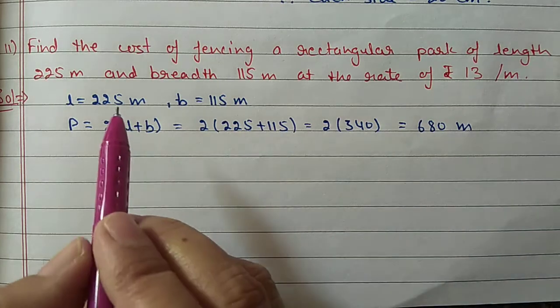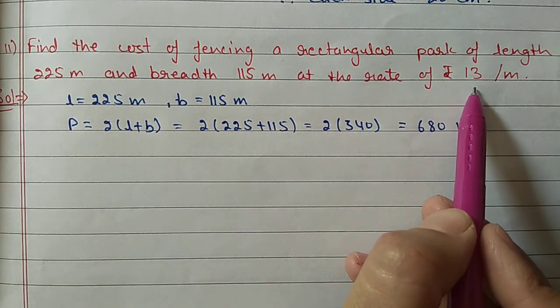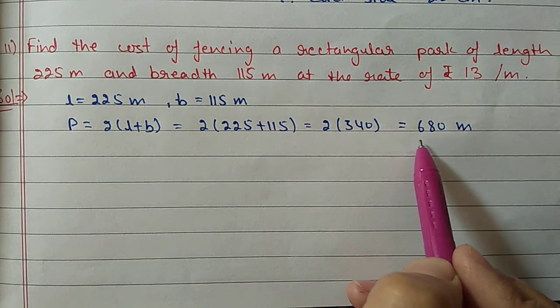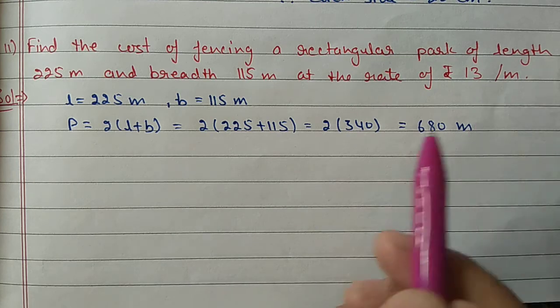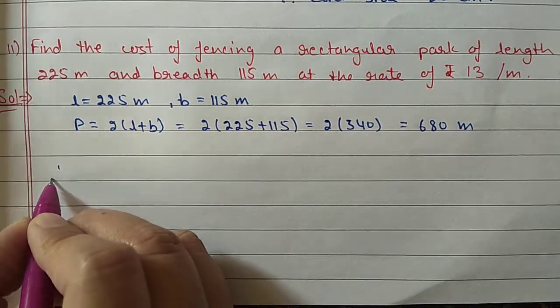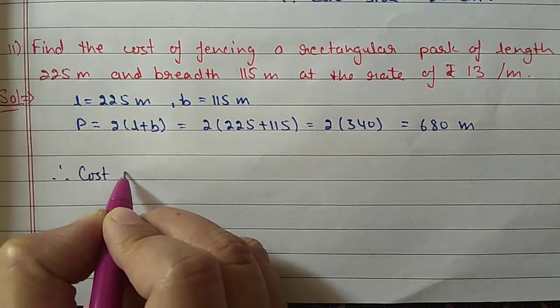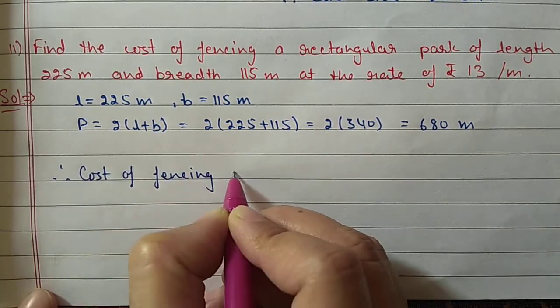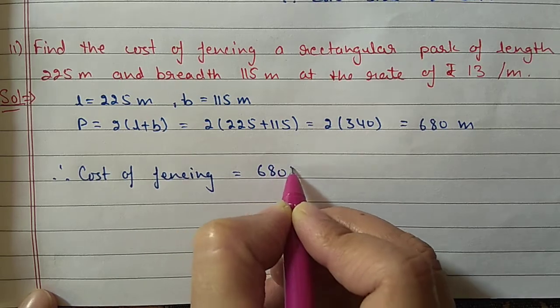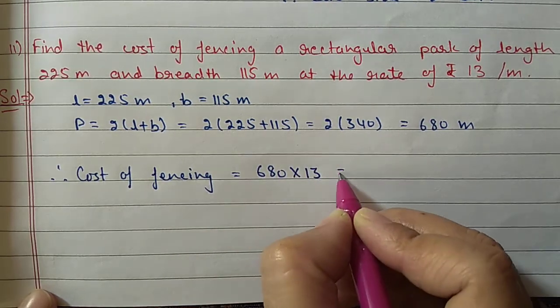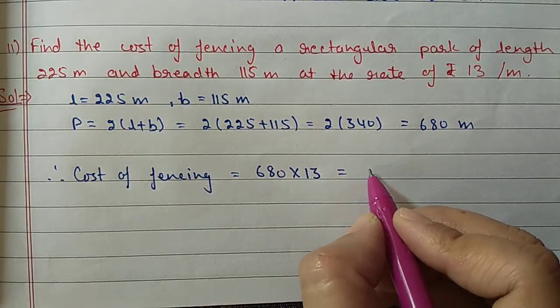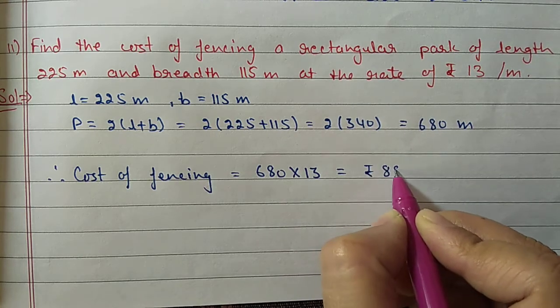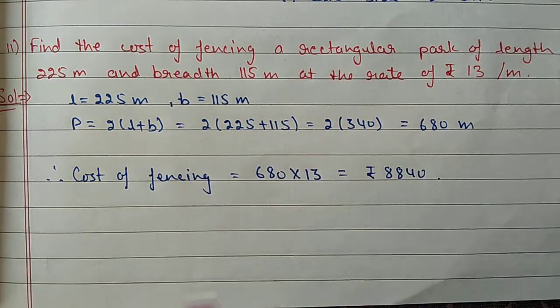Now we have to find the cost of fencing. For 1 meter the cost is 13 rupees. For 680 meter we have to multiply with this. Therefore the cost of fencing is equal to 680 into 13 rupees. After multiplication we get 8,840 rupees.